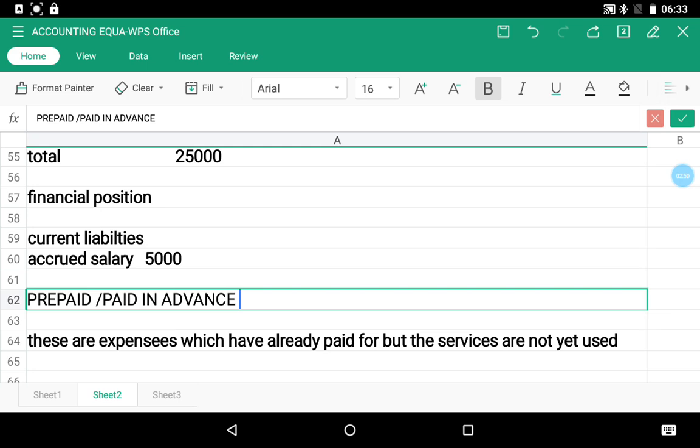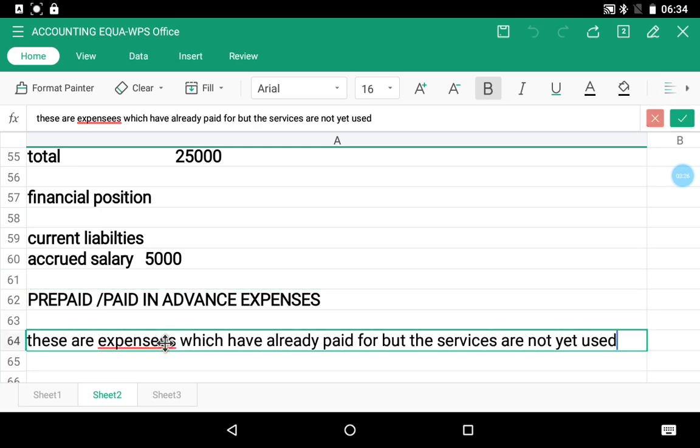For them, they are already paid but not yet used. In short, you wait for its trading period to use them. That's why you always subtract them. And those things, we record them under current assets because we still account them as our money, even though you have already paid for it. So those are prepaid or paid in advance expenses, which you have already paid, but you have not yet consumed or used the service.